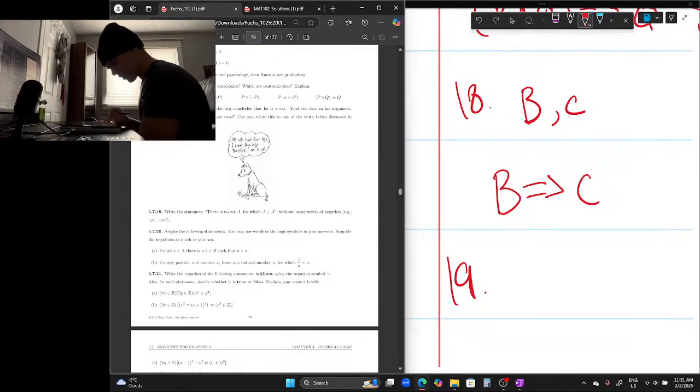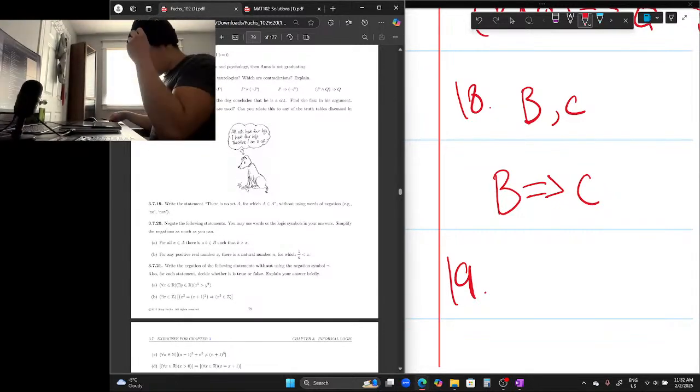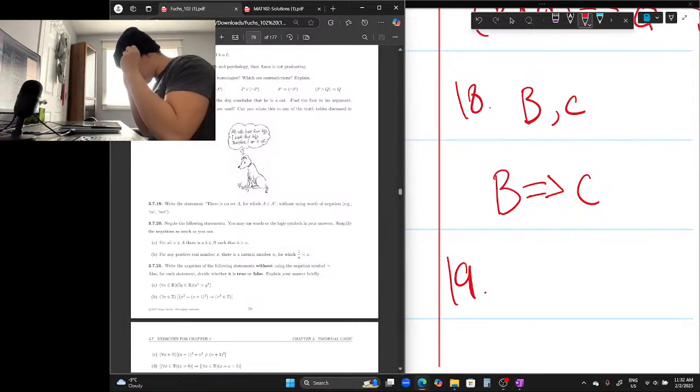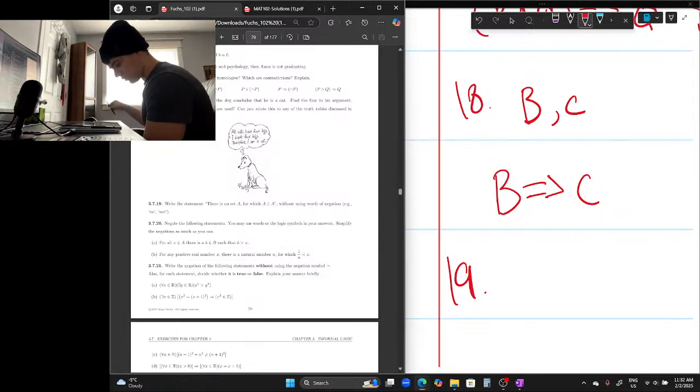But write a statement. There is no set A for which A is an A without using words of negation. No or not.